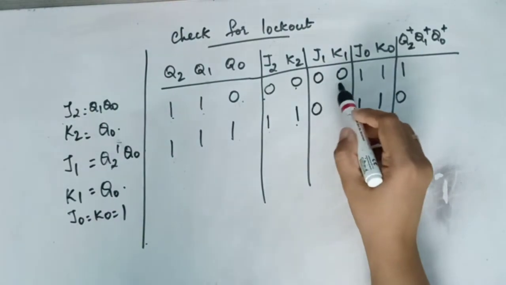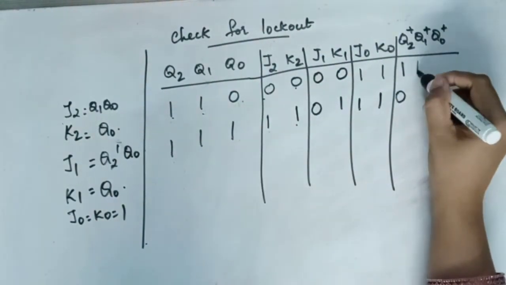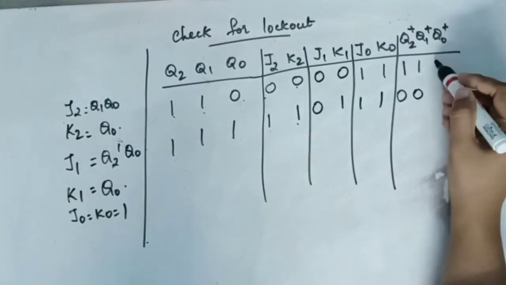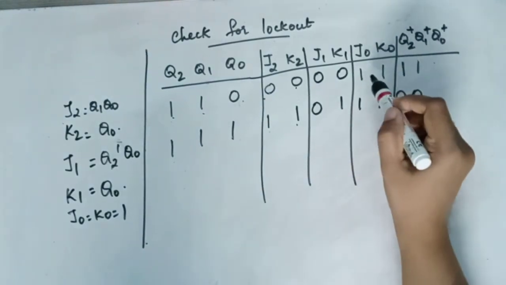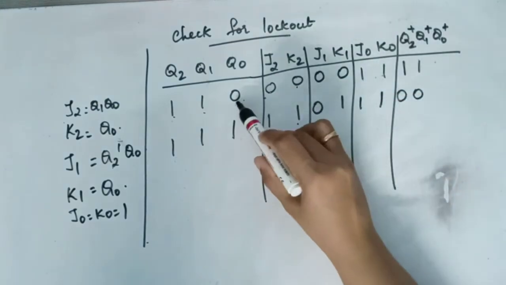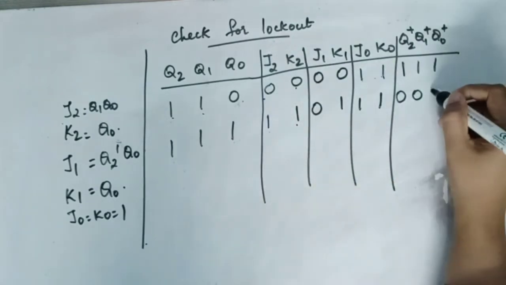J1, K1 is 0, 0. So Qn. 0, 1 is 0. Q0 plus you'll get from J0, K0. That is 1, 1. 1, 1 is Qn bar. So 0 complement is 1. 1, 1. 1 complement is 0.